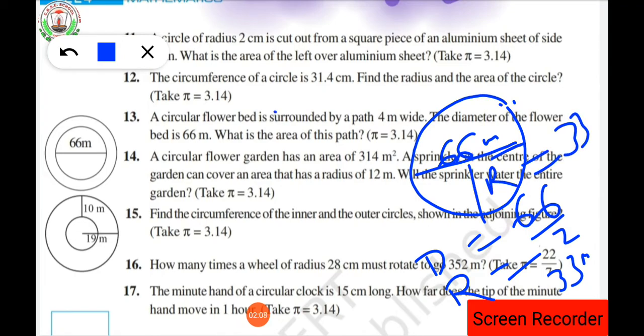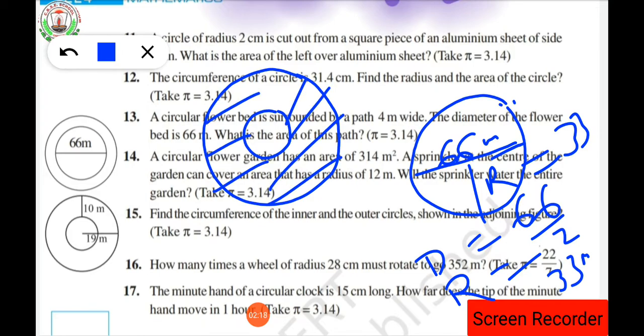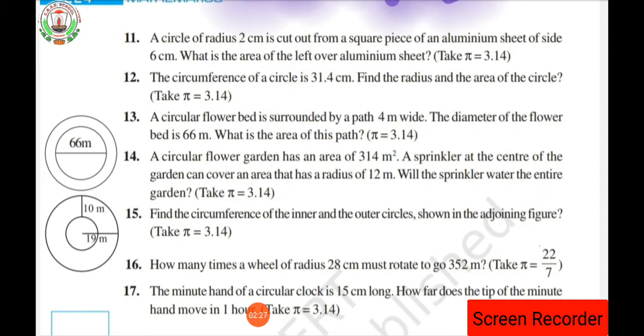Now in this circle, another circle surrounds it on all sides, and the breadth of that will be 4 meter everywhere. So what is the diameter of the second circle compared to the first? That is 4 meter wide, it is given. With the help of that we have to find the area of this path. Clear? While doing the solution it will be more clear to you.